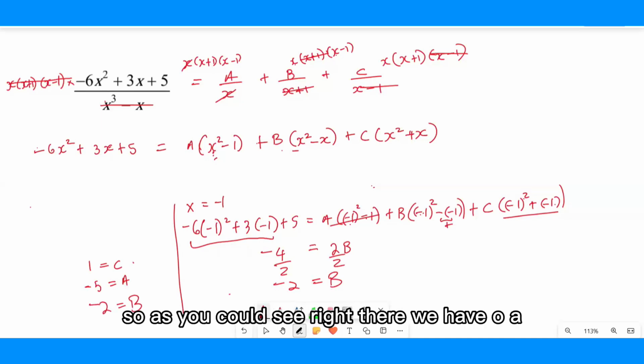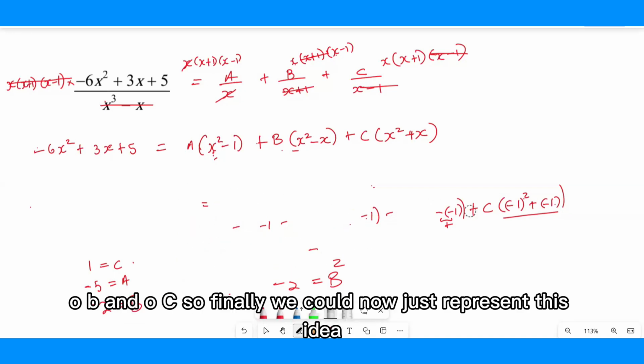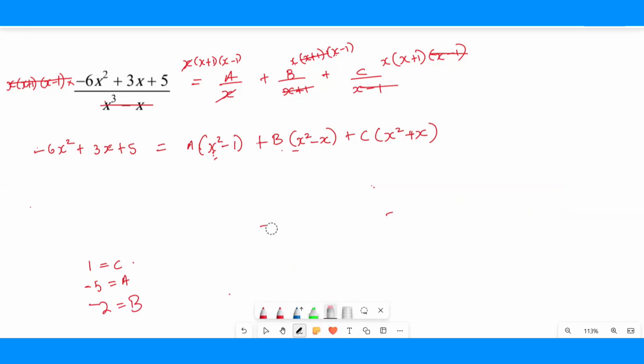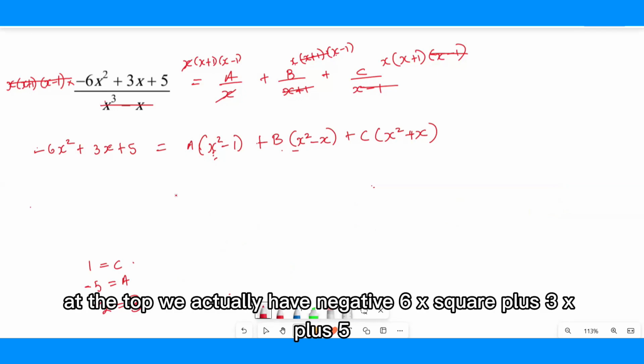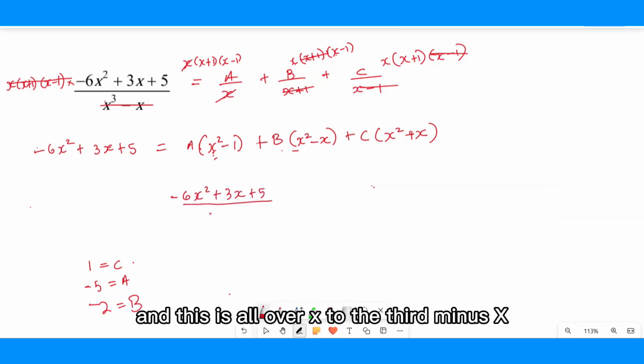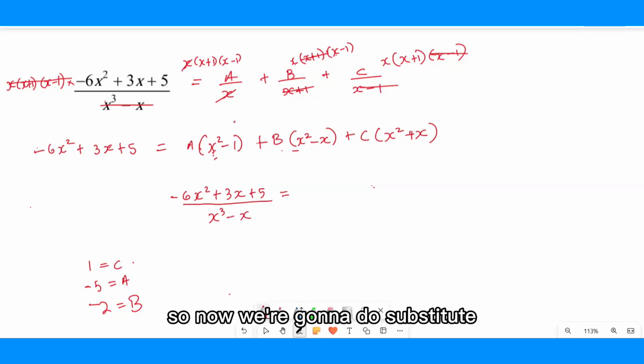All right, so as you could see right there, we have our a, our b, and our c. So finally, we could now represent this the way we want it, okay? So let's go back to the top. At the top, we actually have negative 6x squared plus 3x plus 5, all over x to the third minus x. So now we're going to substitute.